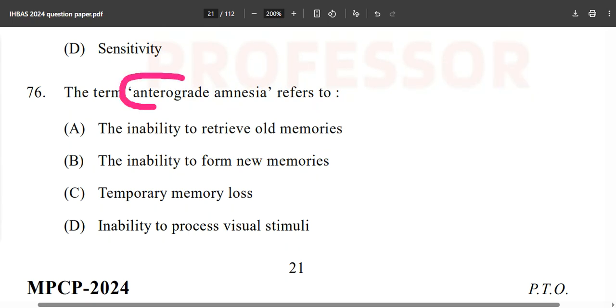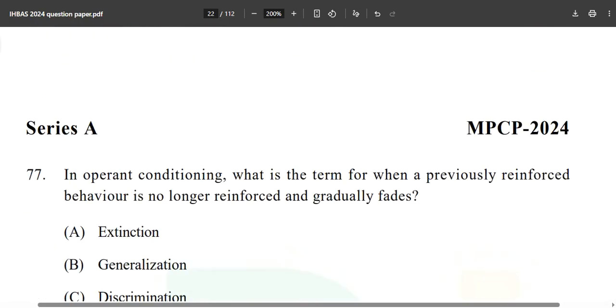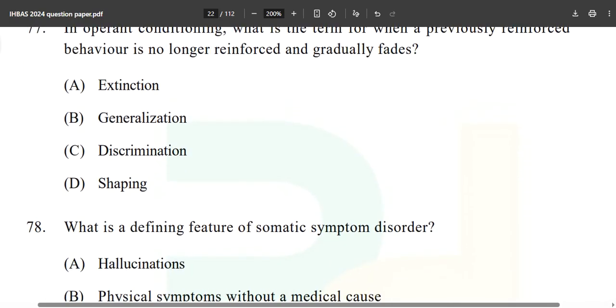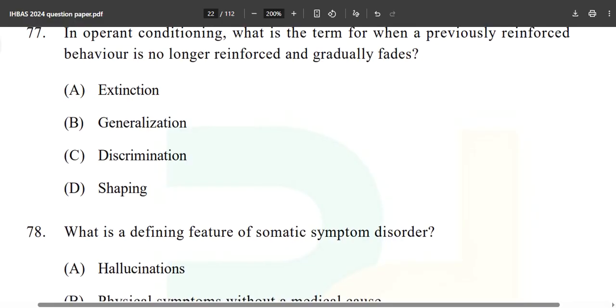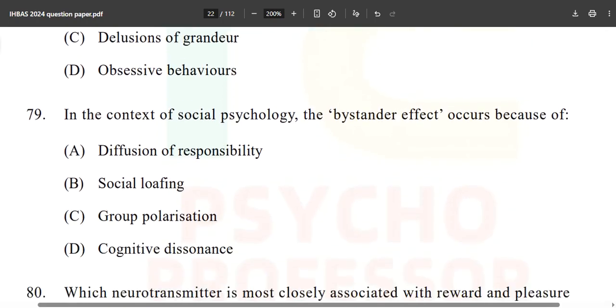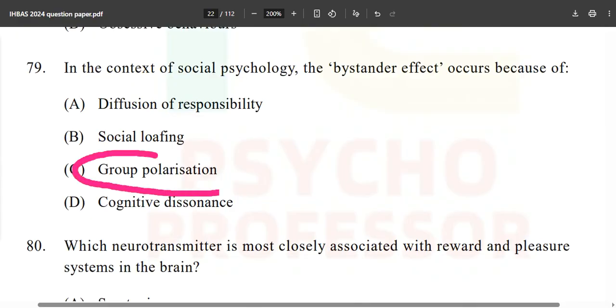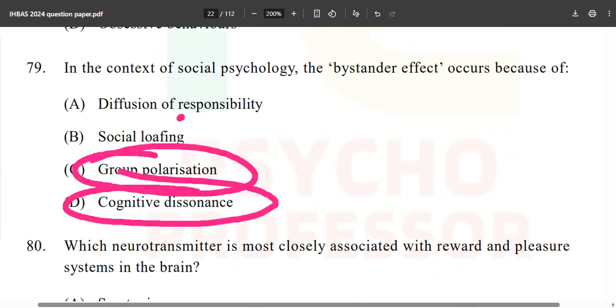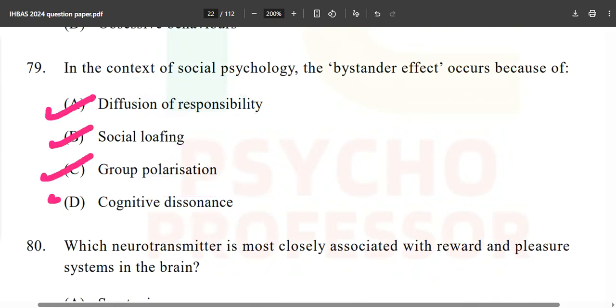Okay, the term anterograde amnesia, you will find these types of questions in the examination hall. This time they can ask you about retrograde amnesia or whatnot. In operant conditioning you have to be thorough. What happens in extinction, what is happening in shaping, what is successive approximation, what is a defining feature of somatic symptom, and see bystander effect. For next time, read group polarization, what is cognitive dissonance, social loafing. Only reading this will suffice for your 10 marks.